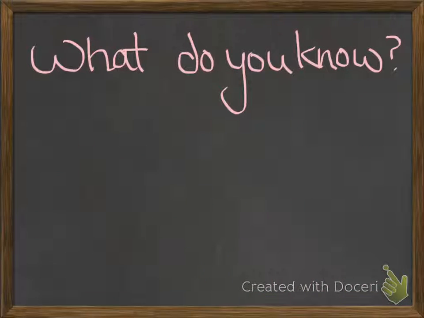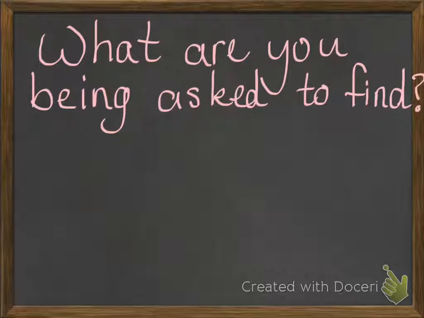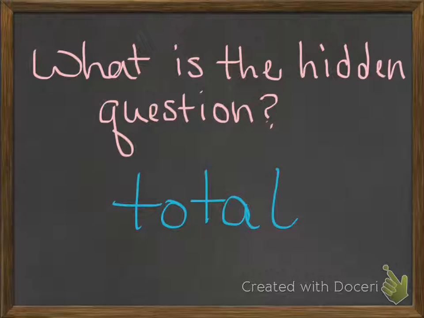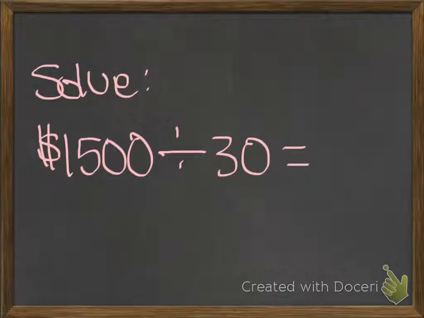What's the hidden question, though? Well, we figured out what we know. We figured out what we asked to find. What's the hidden question? Well, the hidden question that it doesn't tell you what to do is how much did they receive in all? So what is the total that they were able to save? And then you need to figure that out in order to figure out the problem. Okay? So if you add it all up, you're going to get to $1,500.